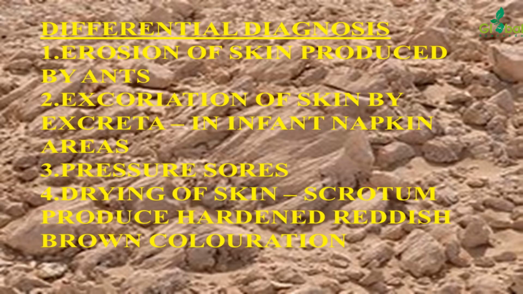And in the case of differential diagnosis in that one, the erosion of the skin can be also produced with the ants, because sometimes after the death, if the death is unnoticed, in the cases of that, the ants can also produce the erosion. And the other is excoriation of the skin by excreta, some kinds of infant napkin areas, napkin syndromes, etc. Also this kind of abrasions are seen, or otherwise bed sores or the pressure sores in highly dependent areas of the body in the case of paralyzed patients, or in the case of drying of skin. Mainly the scrotum and all will produce reddish brown coloration.